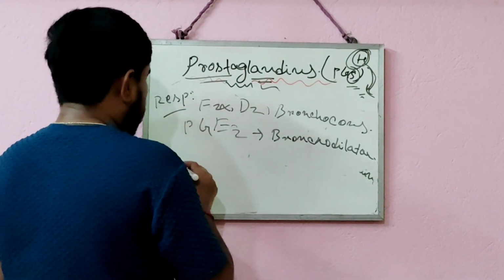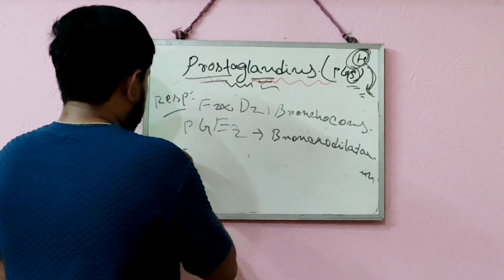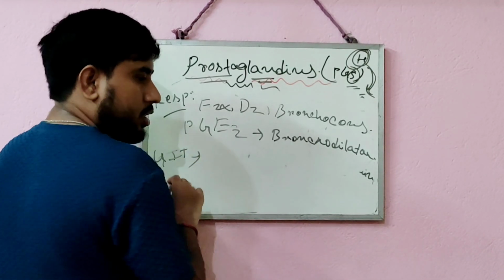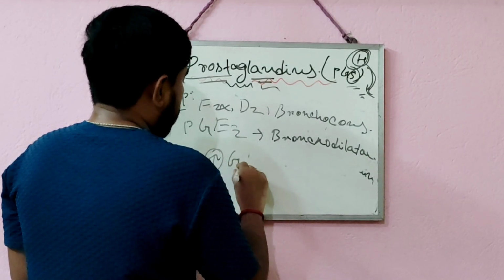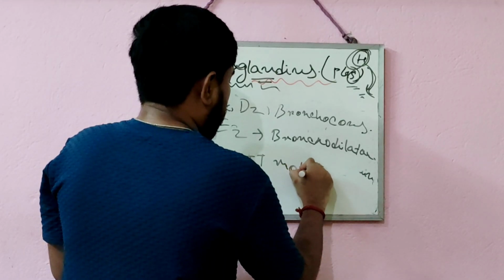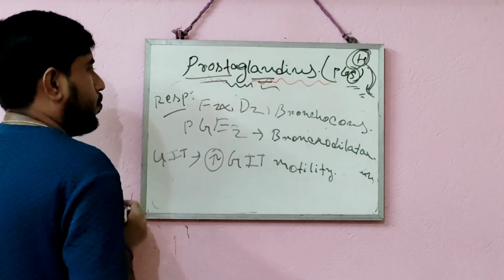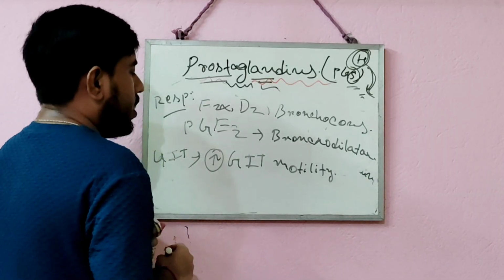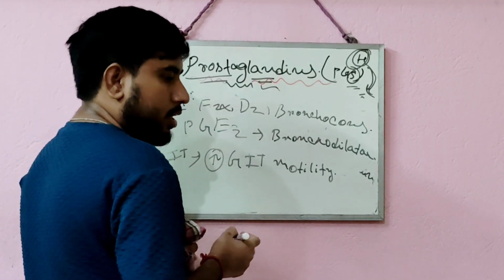Now we'll discuss the role of prostaglandin in the GIT. How does prostaglandin act in the GIT? It generally increases gastrointestinal motility. So in the GIT, what will PG, or prostaglandin, do? It will induce or increase the gastrointestinal motility.